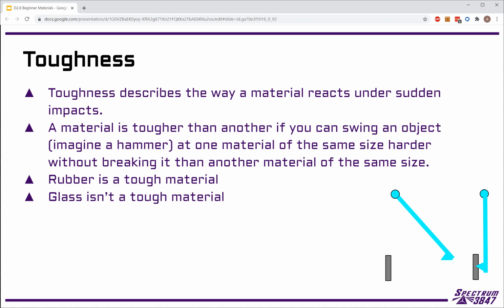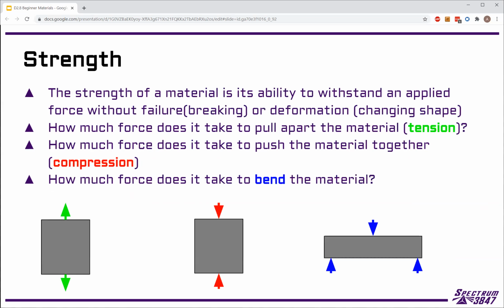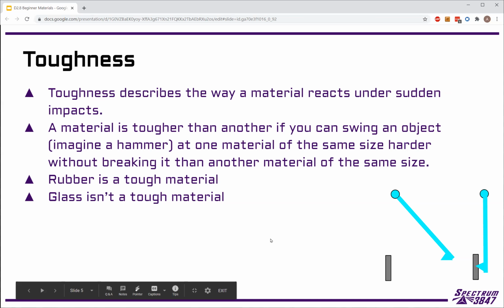So if you were trying to compare different ones, you would make test blanks where you'd have the same size piece of something. You'd be able to mount it in a similar way, and you'd be able to see which types of materials would take more energy to break in the toughness test, and which one would take more force to break in the strength tests. So you can compare them to each other.